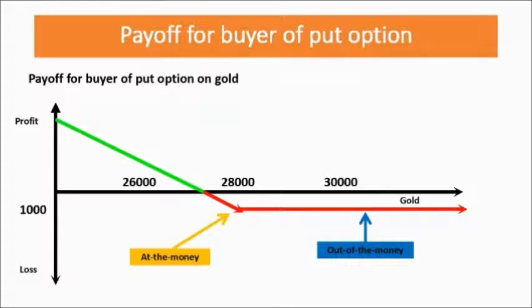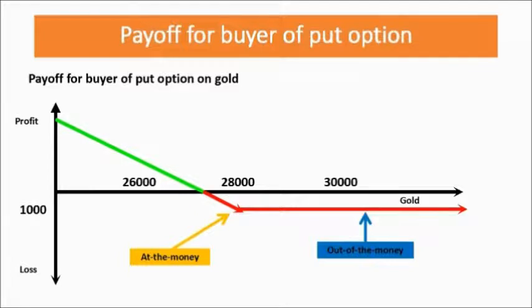So this option is on the brink of a point where it can get into a profit zone or still again go back into a loss. So this is called an at the money option. Now in future, let's imagine this particular price of gold has gone to 26,000, but still for this buyer of this put option, he has a right to sell at 28,000. That means he will be in a profit.